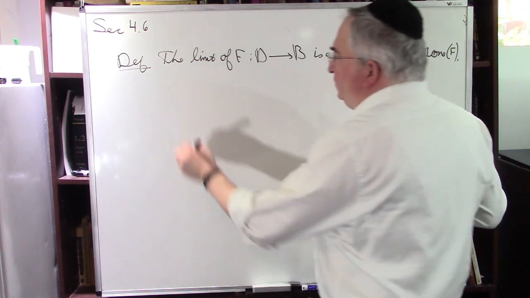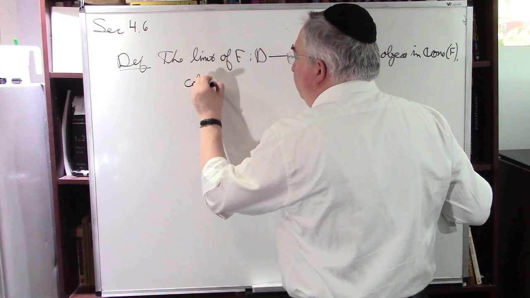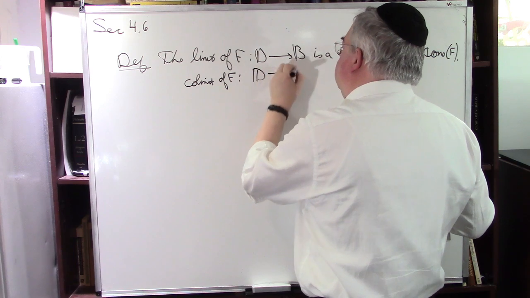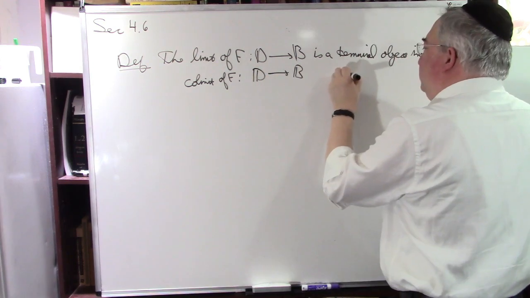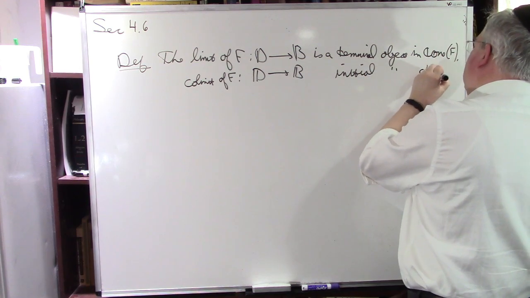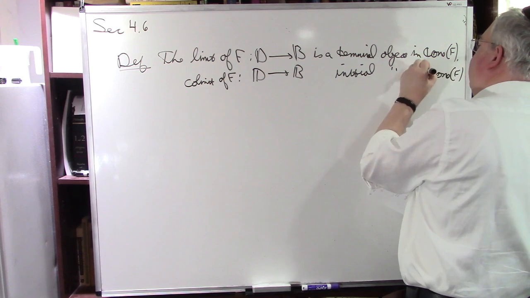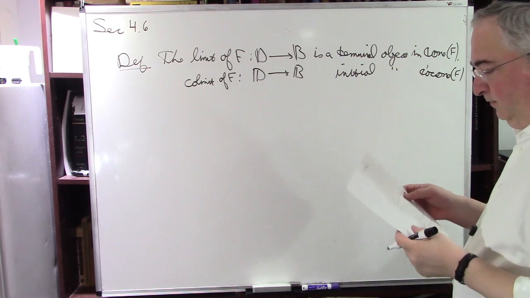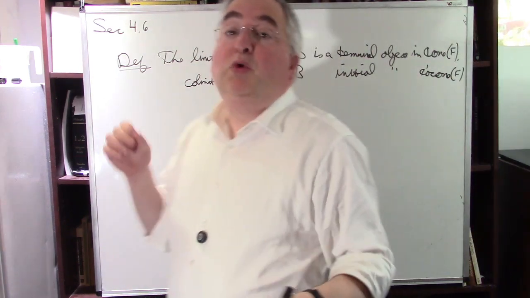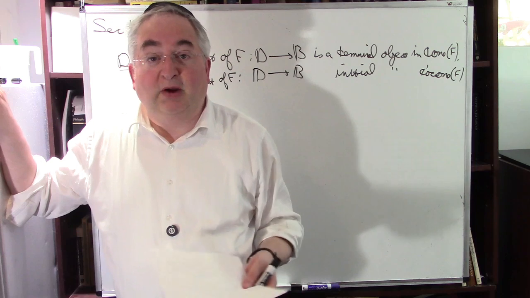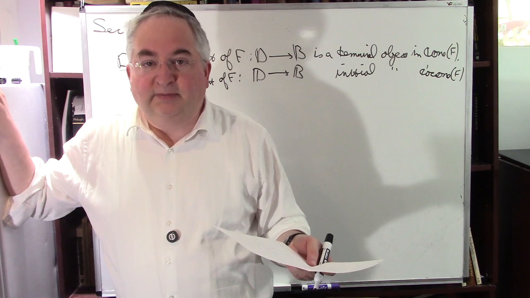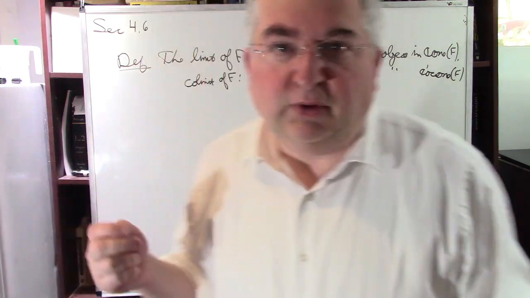Okay, let's just do this again. The colimit of F is an initial object in cocone of F. Okay, and that's it. So we revisited, we have a few more things to do here, but we just redid all of limits and colimits in 15 minutes. Okay, but it's a very beautiful construction.